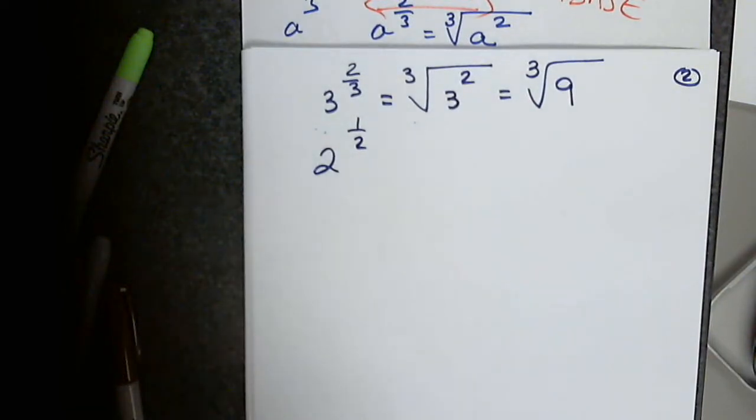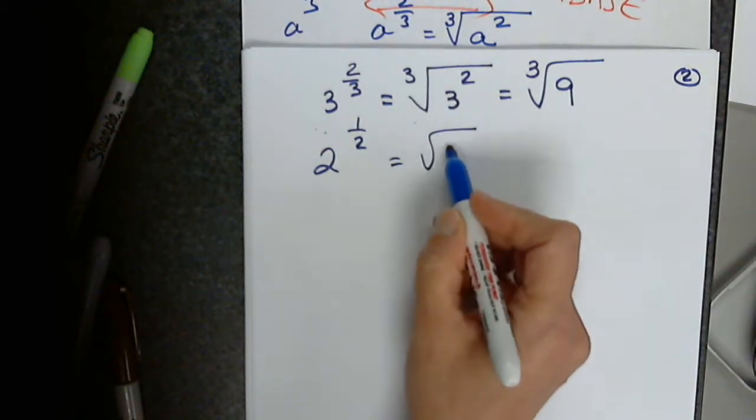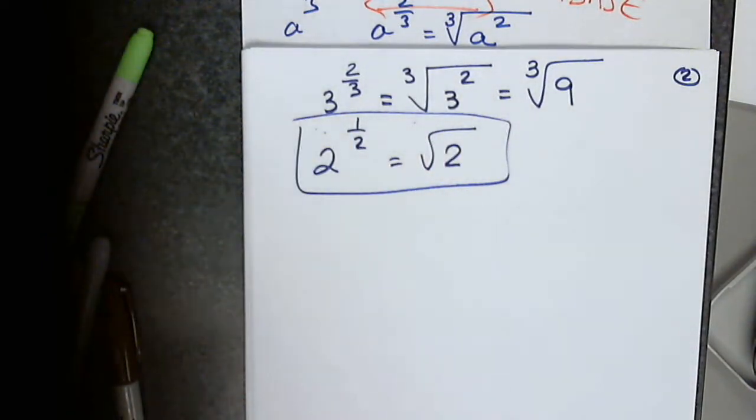That's our next. Could you just write the square root of 2? I have to. This is it. Very good. It is.